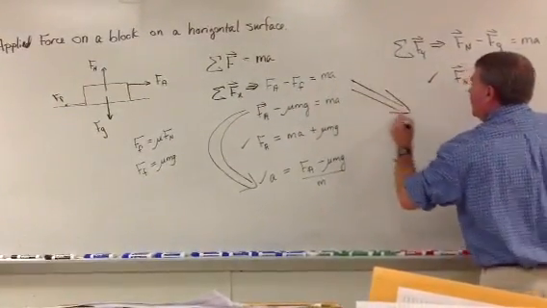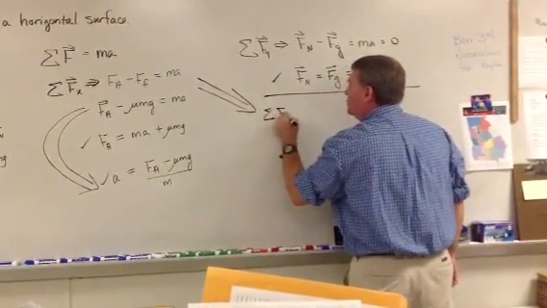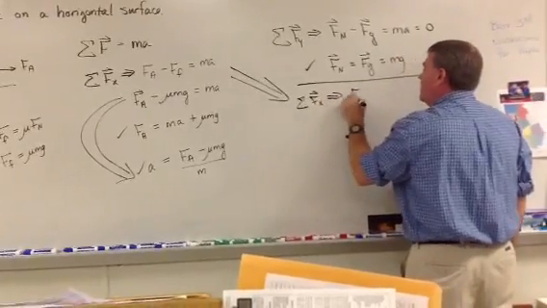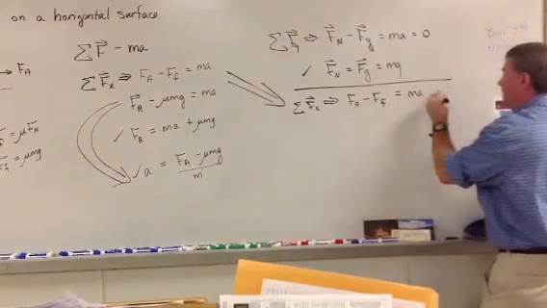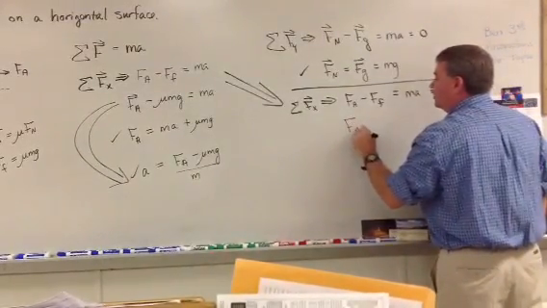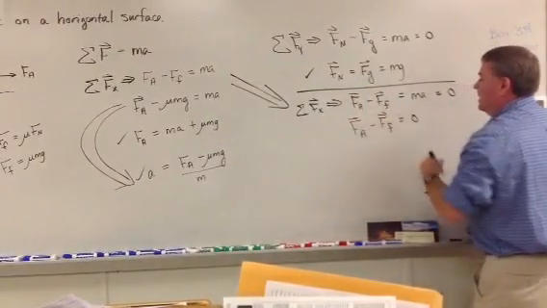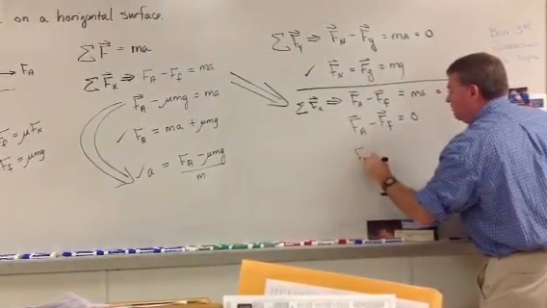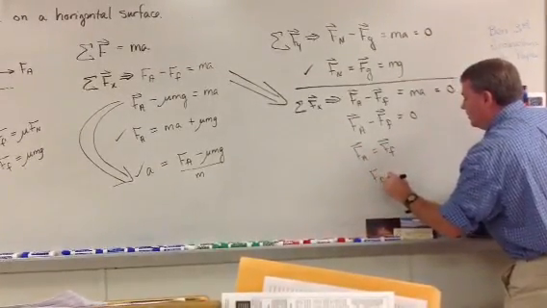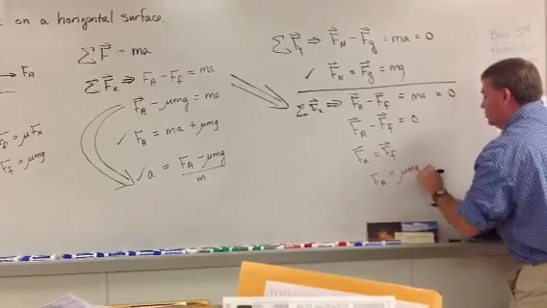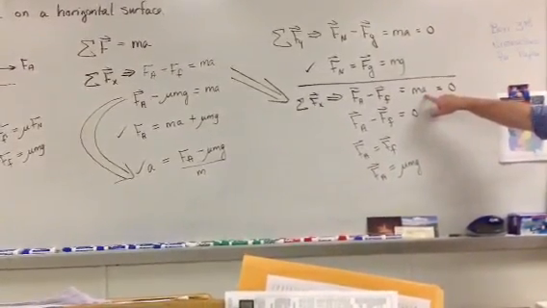And if we rewrote it down here, let me draw a line. The sum of the forces in the x direction is equal to force applied minus force of friction, which equals ma. If acceleration were equal to 0, then the force applied minus force of friction will be equal to 0. Add force of friction to the other side. Force applied equals force of friction. So the force applied would be equal to mu mg. Right? This is the case for there being a constant velocity.